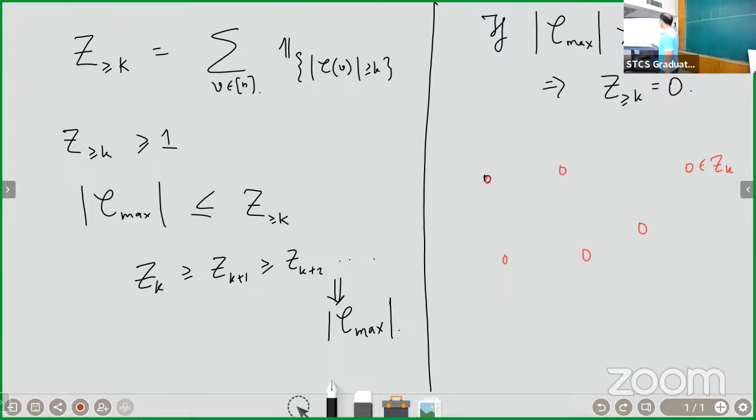It's an important observation to make, but this is not true when it's zero. That's the only case you have to worry about, because c max can be larger than zero.